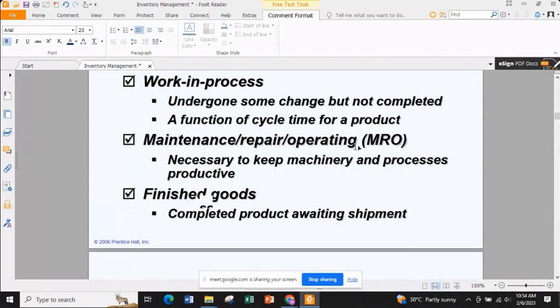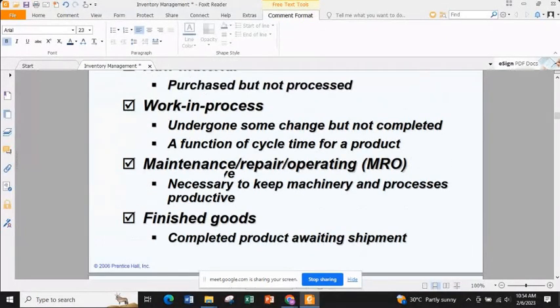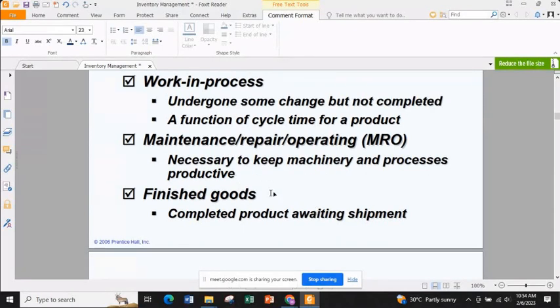Maintenance, repair, operating, we call it MRO. Necessary to keep machinery and processes productive. So you need to invest in the machinery when you talk about handling a big factory. You need to have a reserve for maintenance for that machinery to ensure your product can meet the quality and the time. Keep the process productive.